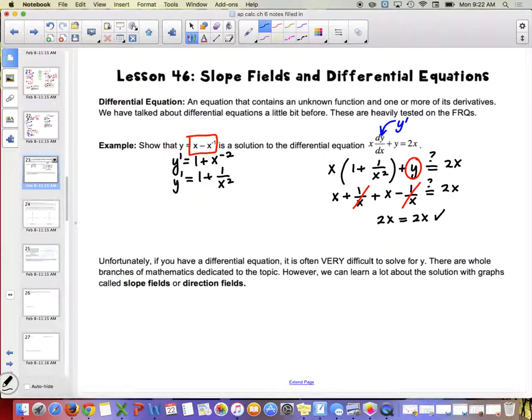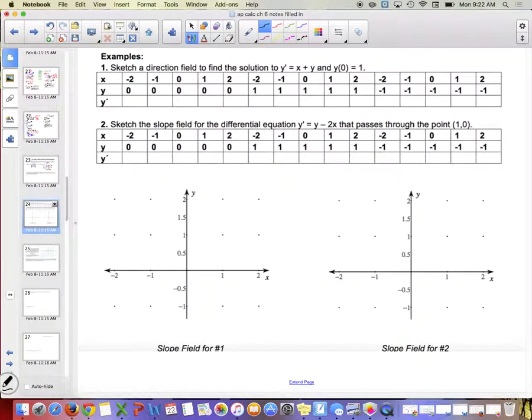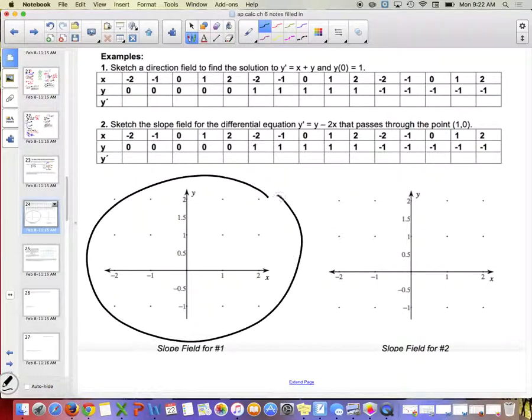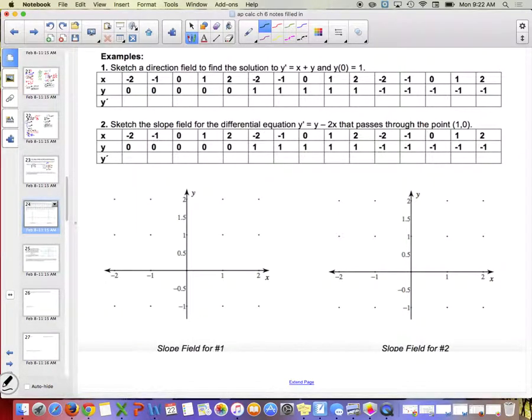However, we can learn a lot about the solution with graphs called slope fields or direction fields. I'm going to show you how we can even use Grapher to help us guess at what the equation is. Let's do a couple of these by hand, and then I'll show you with Grapher what you can do. On the AP test, you're going to have these little graphs that have dots. Did you guys see these graphs down here that have these little dots? We're going to draw the slope at each of those dots. It's going to be kind of weird.